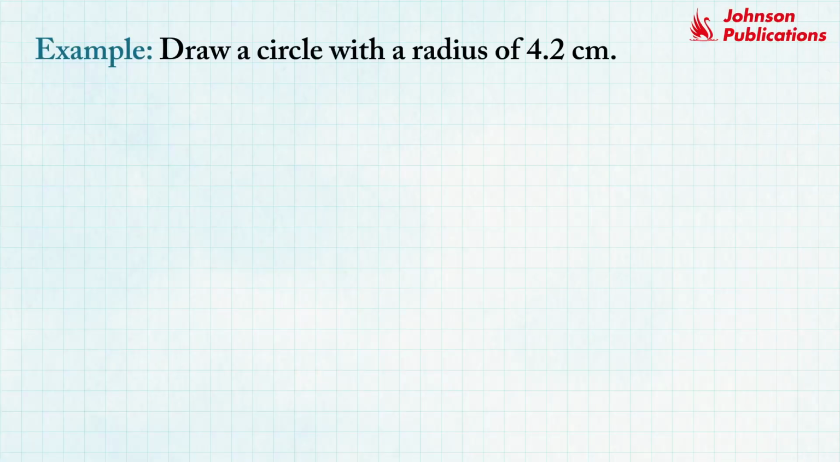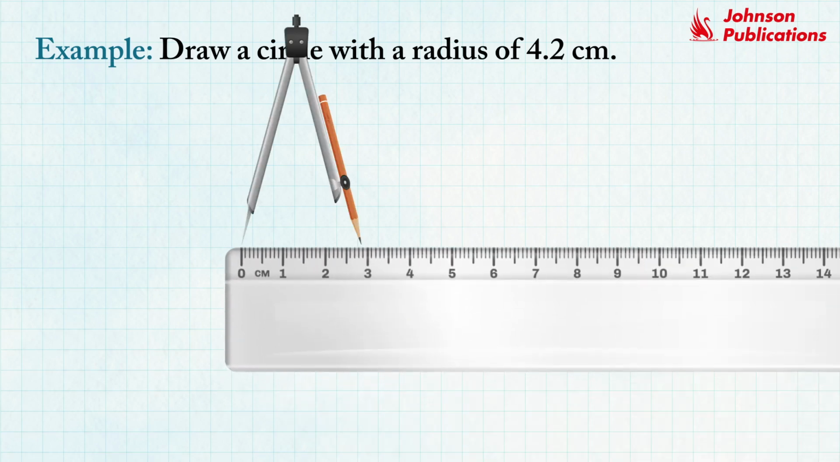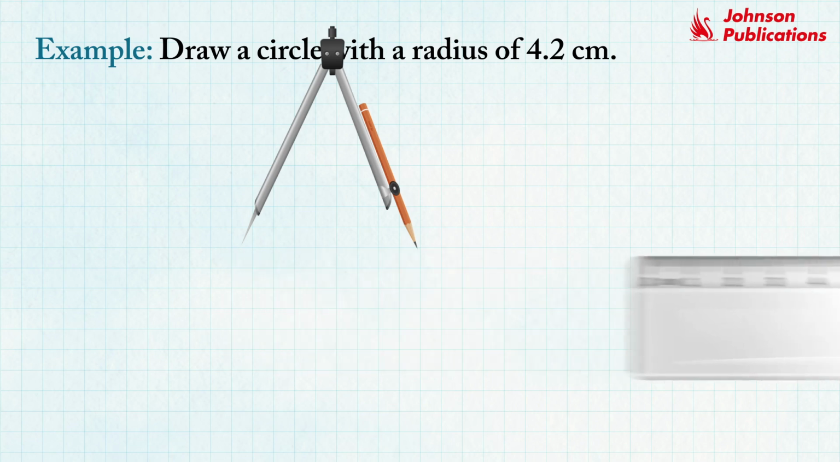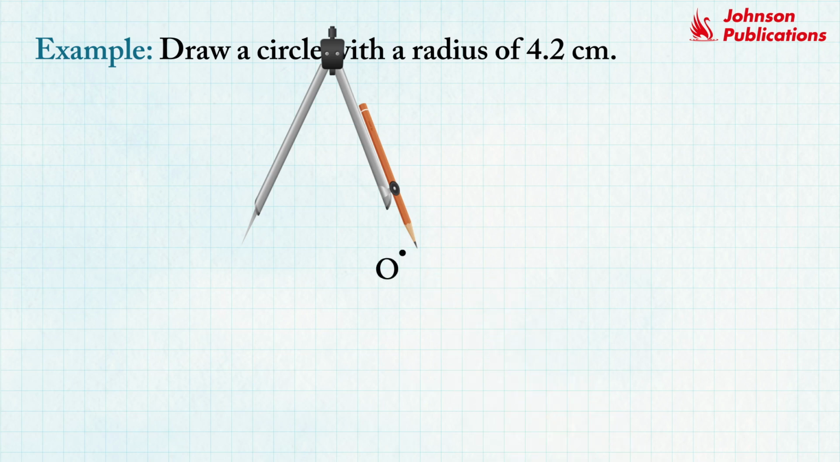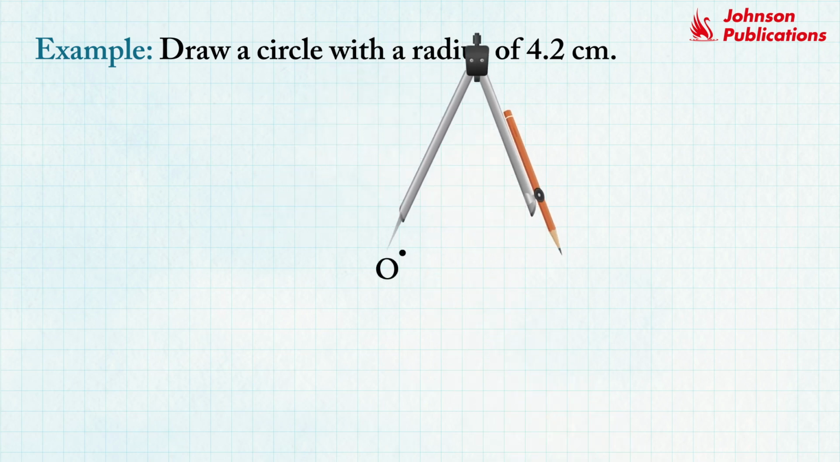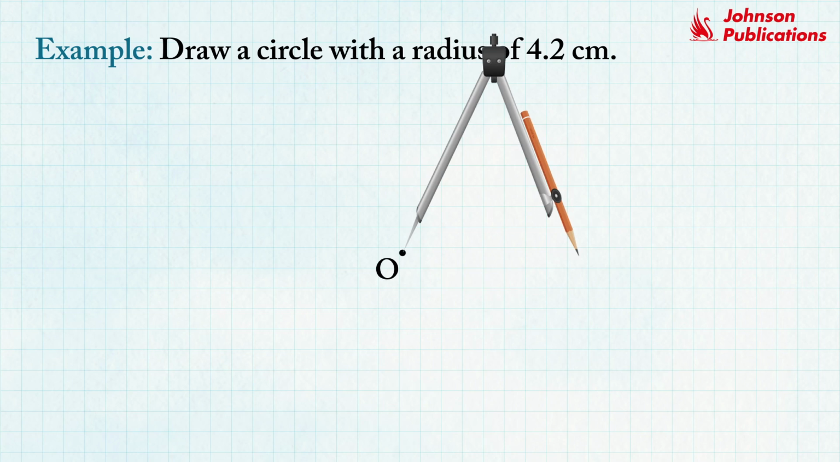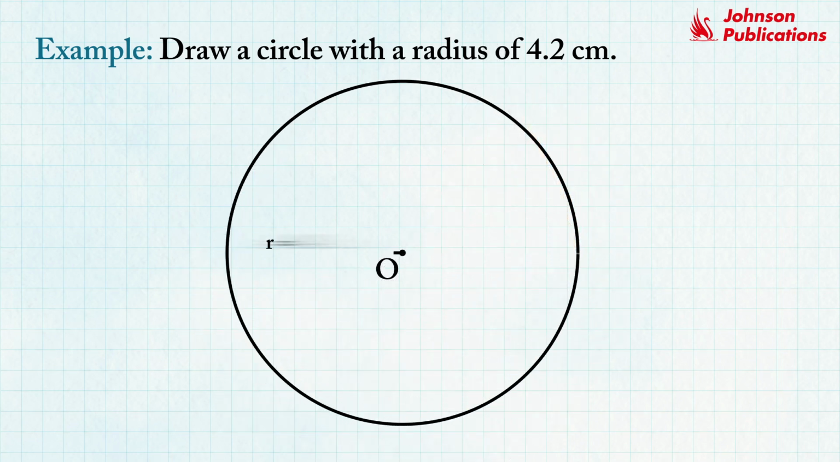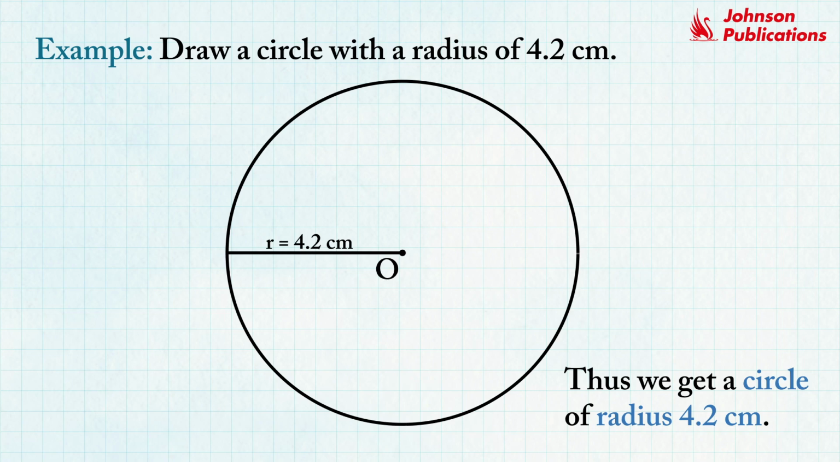Example: draw a circle with a radius of 4.2 centimeters. Step 1. Set the pencil in the arm of the compass. Using a ruler, set both points of the arms at a distance of 4.2 centimeters. Step 2. Mark a point O on the paper. Place the pointed metal end of the compass on the paper at point O. Step 3. Do not move the pointed metal end and move the pencil around it till we reach the starting point. Thus we get a circle of radius 4.2 centimeters.